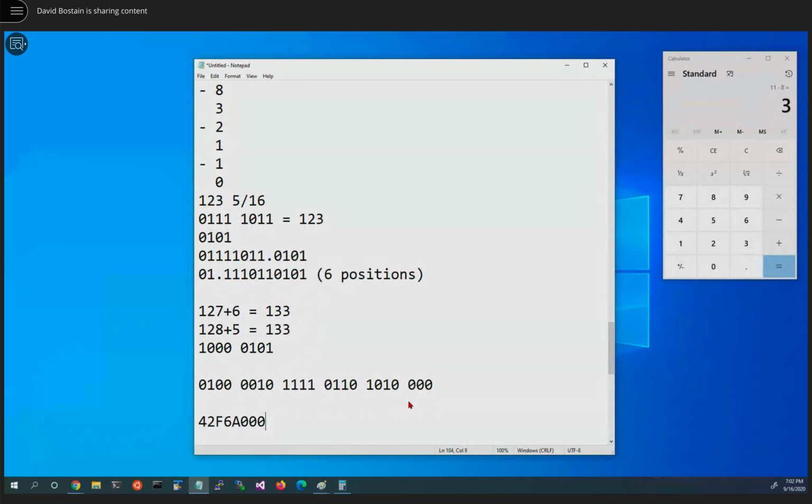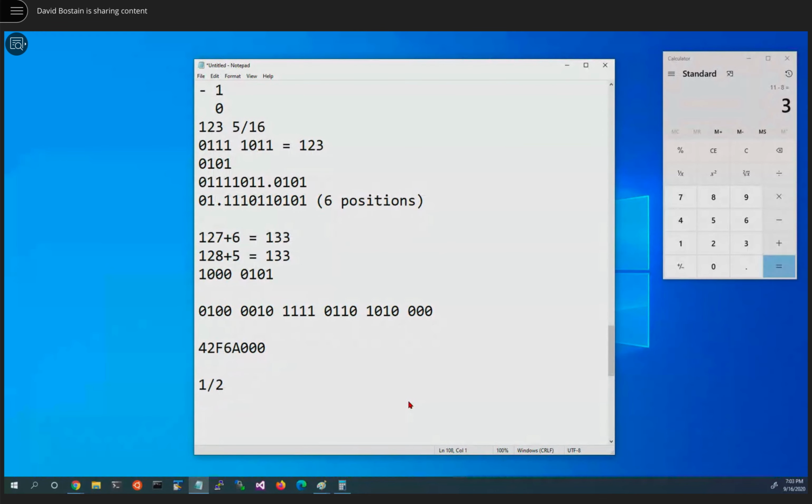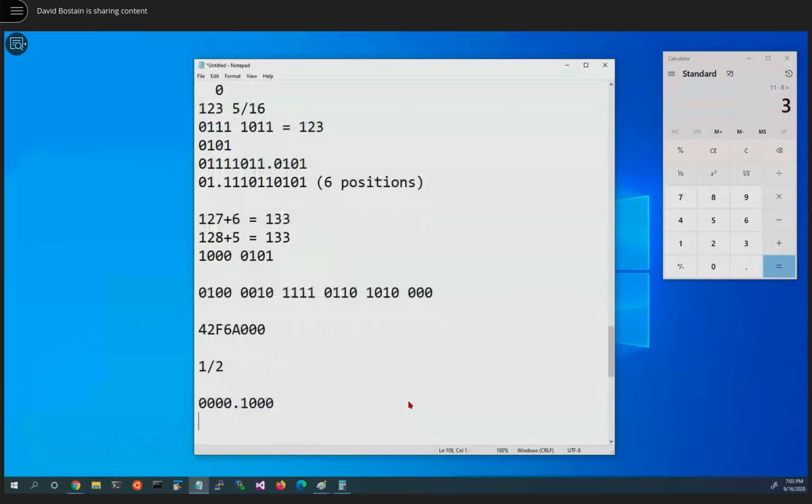Okay, I want to do one problem where we're to the other side of the decimal point. So let's say that we wanted to write down the number 1/2. How would we write that in binary? Well, we have zeros, point, 1/2. What do we want to do to normalize it? Well, we want it to be 1.000, right? We want to move the decimal point one position. But this time, it's in the other direction.